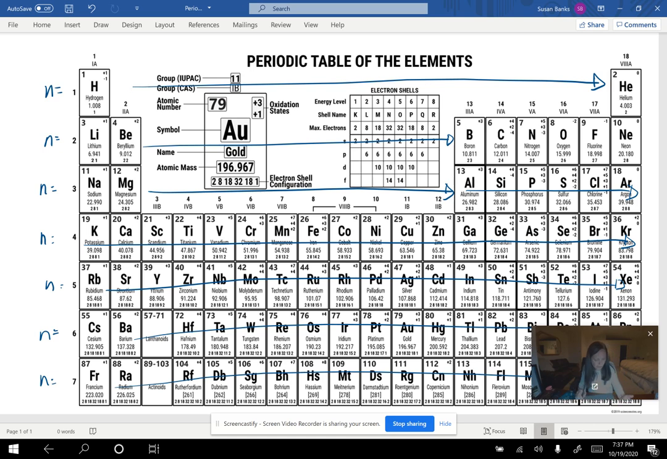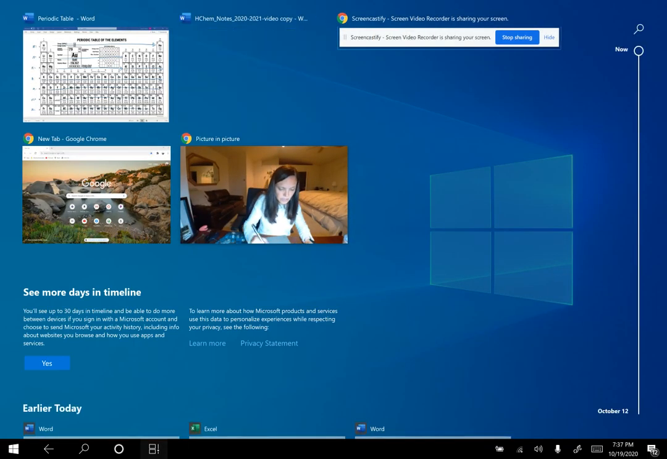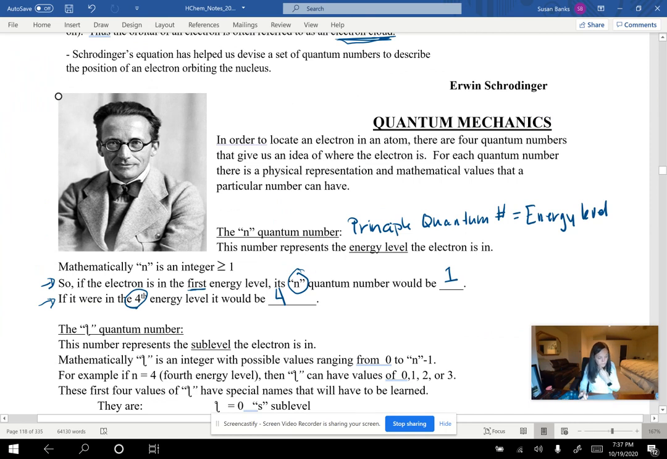So if we look at this, our n quantum number is just what row does that electron come from? That's all it is. What row does that electron come from? It is the energy level. Okay, so let's look at our next number.